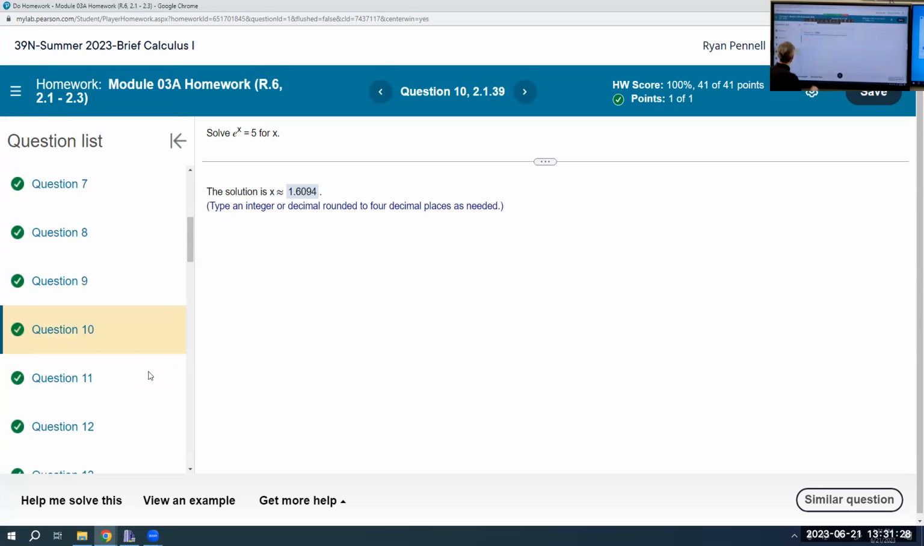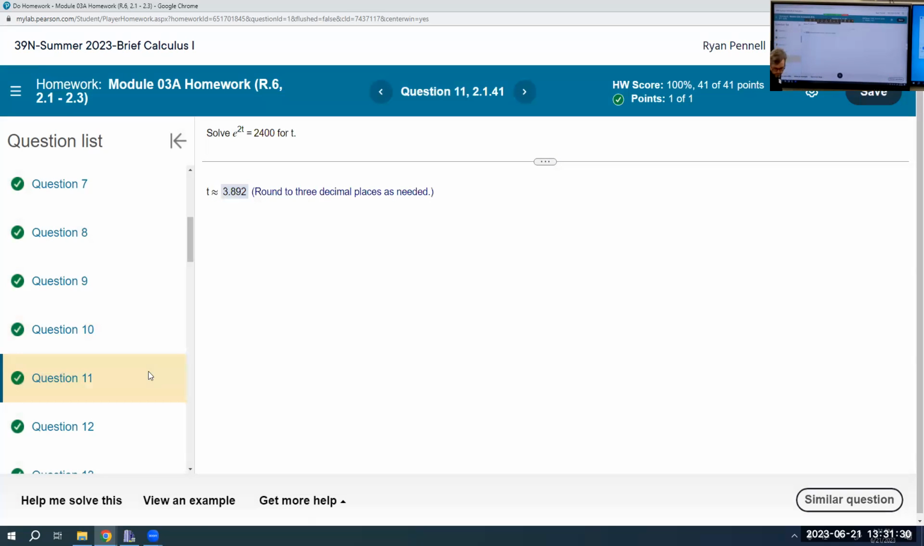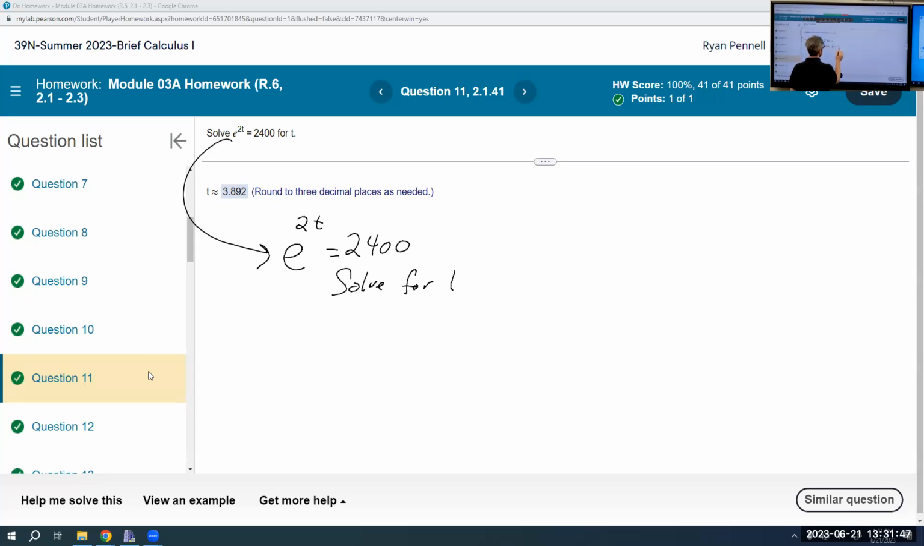The next one I wanted to go over, 10, 11, 12 is the next one. Okay, let's try this one. e to the 2t equals 2400. Solve for t. What can I say? Well, we know we're going to deal with ln, that's for sure.